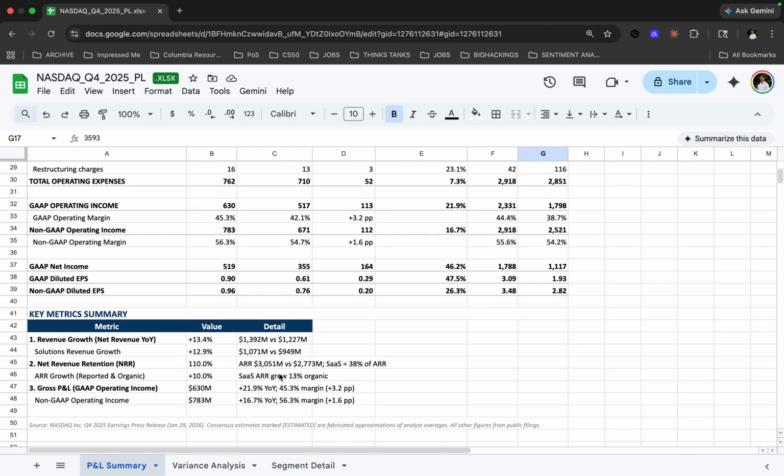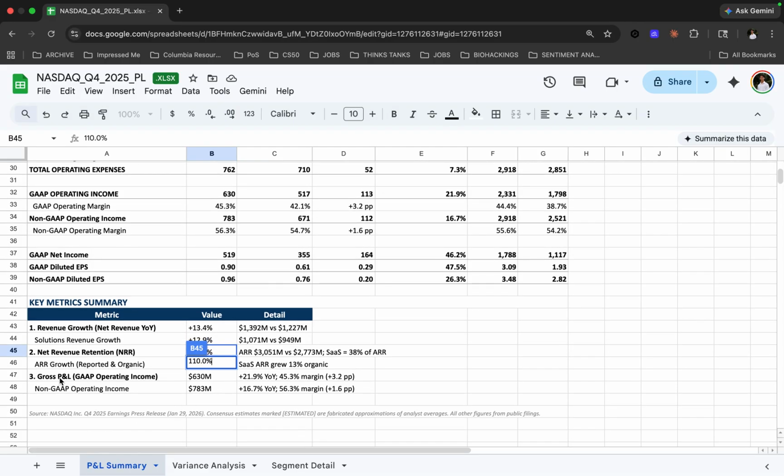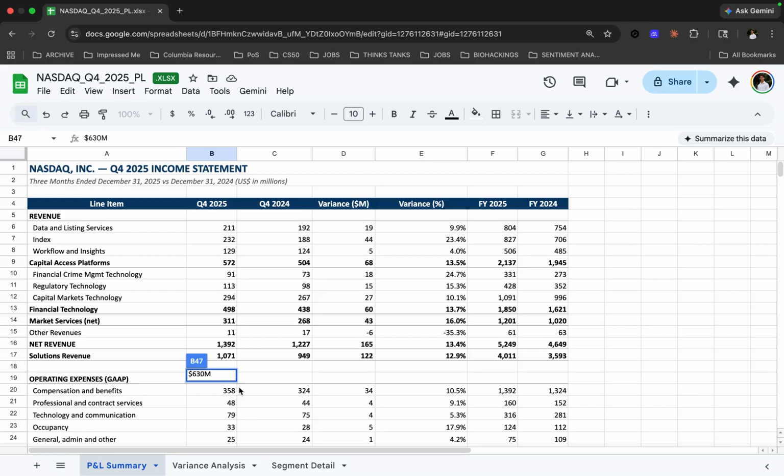So these were the key metrics I was interested in. Revenue growth seemed like a standard one, so I chose that. Net revenue retention was an interesting metric that seemed salient in the business operations of NASDAQ, so I chose that one. This was something I haven't worked with before, but still, again, 110%, wow. Good job, NASDAQ. Cool. And then gross P&L, 630 million, and then if we do non-GAAP, it's 783. So again, this could be used for so many different things, just this simple P&L.